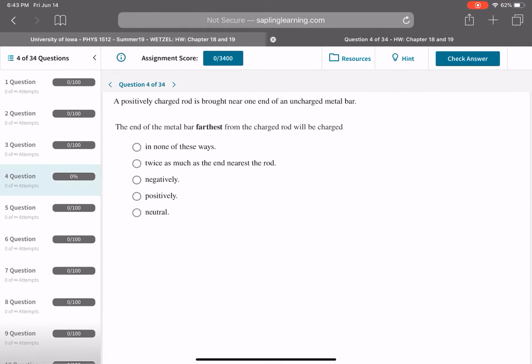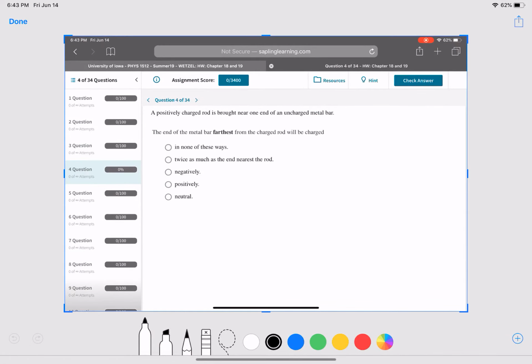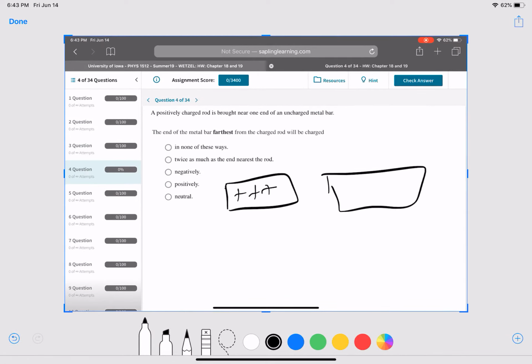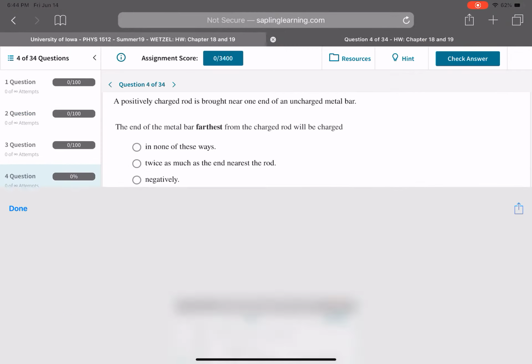Number 4, a positively charged rod is brought near one end of an uncharged metal bar. The end of the metal bar furthest from the charge will be charged what? And so we have the same thing. You've got a metal bar. You're bringing a charged rod to it. What's going to happen? The electrons are going to be attracted over to that side and end up oppositely charged on the other side. Okay, so that's that one.